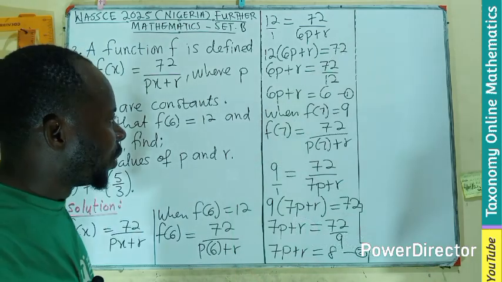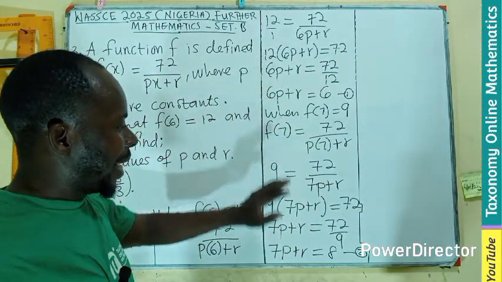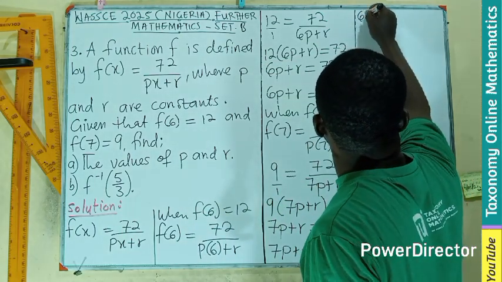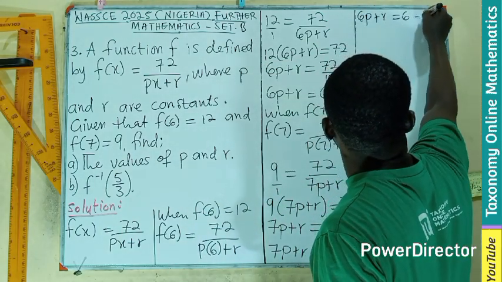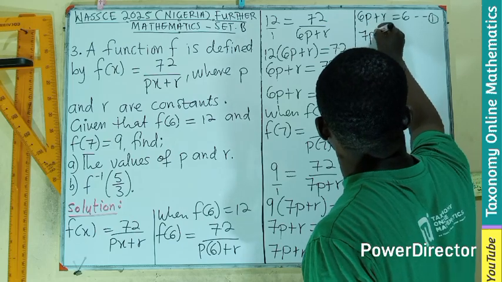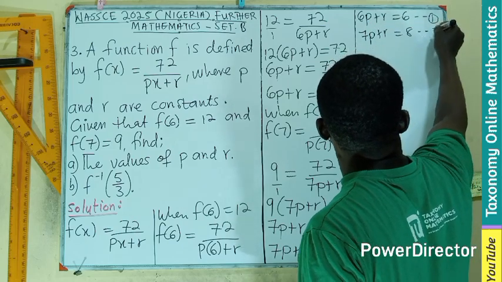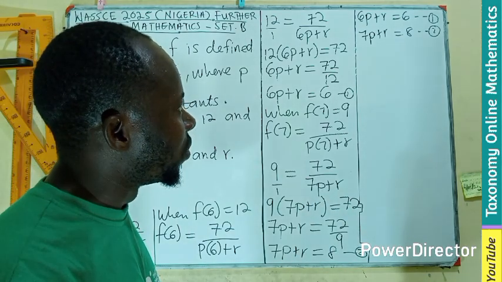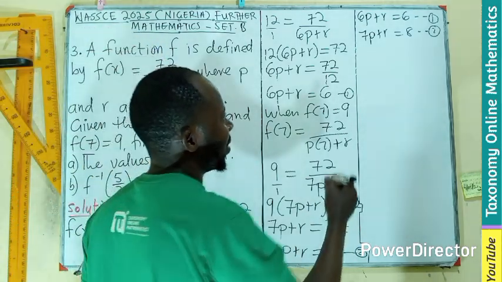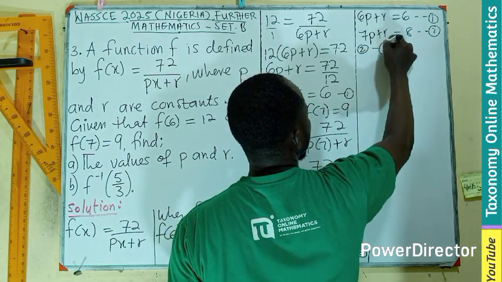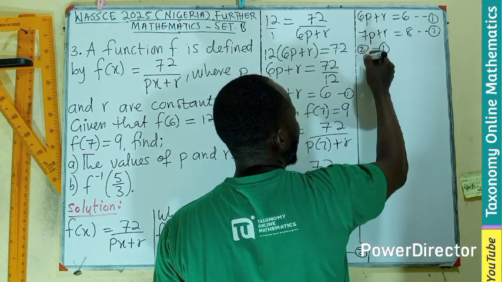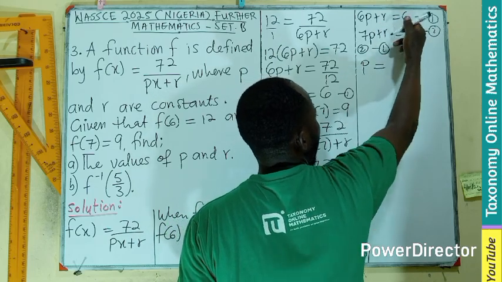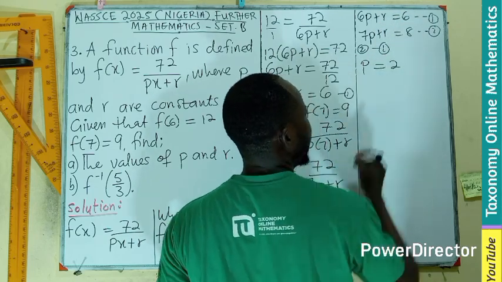So if we have this, we are now going to solve equations 1 and 2 simultaneously. That means that I have 6p plus r equals 6, then 7p plus r equals 8. We can eliminate the r by subtracting the two equations. So equation 2 minus equation 1. That means that 7p minus 6p will be p alone. r minus r will be 0. 8 minus 6 will give you 2.